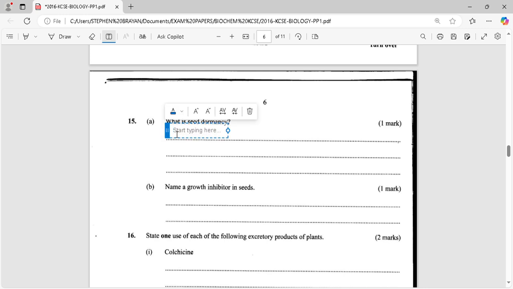So you'll say, this is a situation in which a seed cannot germinate even if all conditions necessary for germination are provided. That is what we mean by seed dormancy.